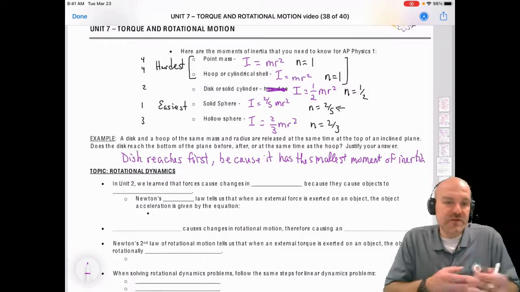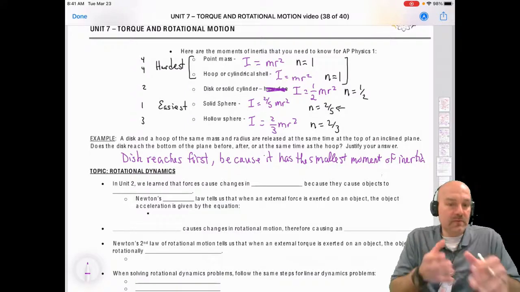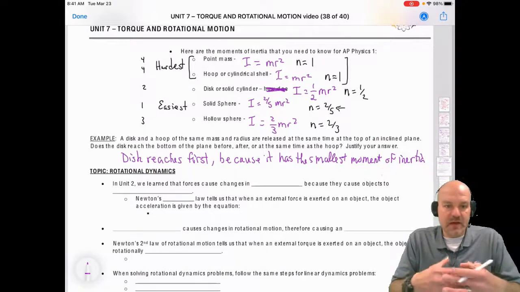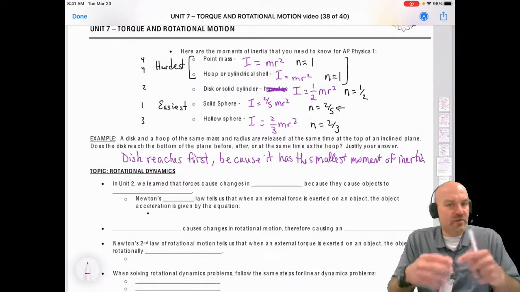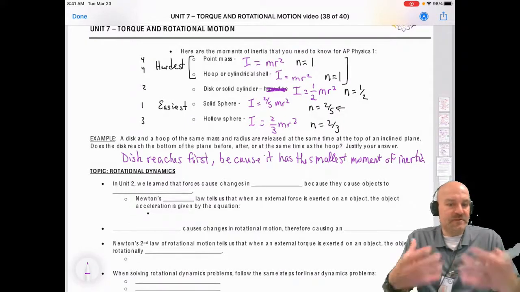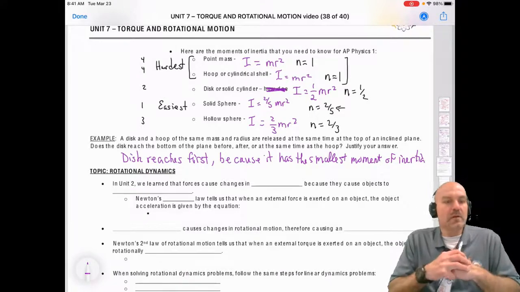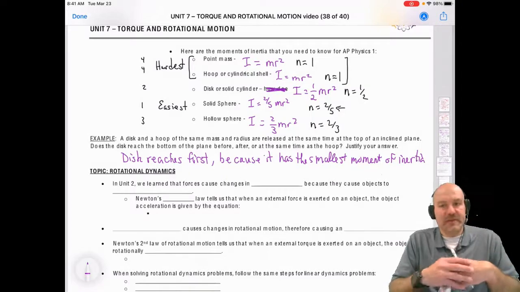And so the disc is going to reach the bottom first because it has the smallest moment of inertia. A lot of people will say the hoop because more mass is concentrated at the outside. But the more the mass is concentrated towards the center, which really amounts to the axis of rotation, the easier it is to get that object to move. Now, this is going to start our conversation about rotational dynamics.